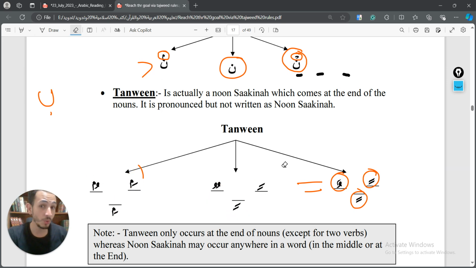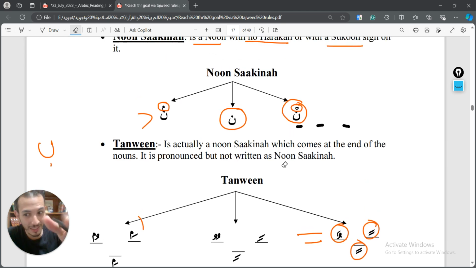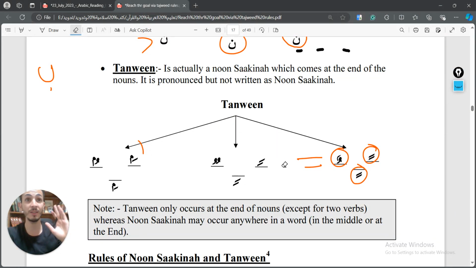So for now, Noon Sakina is one of these three in the Quran: the noon that has the sukoon mark, the noon that has no marks at all, or the noon that has the meem of Iqlab. That's it. No other noon in the Quran is called Noon Sakina, and no other noon in the Quran will have any rule regarding Noon Sakina. What is Tanween? It is the double. Sometimes the doubles are written equally, such as this. These are equal, and this is when there is Idh-har, and the others with the other rules, and this is with the Iqlab. That's it.